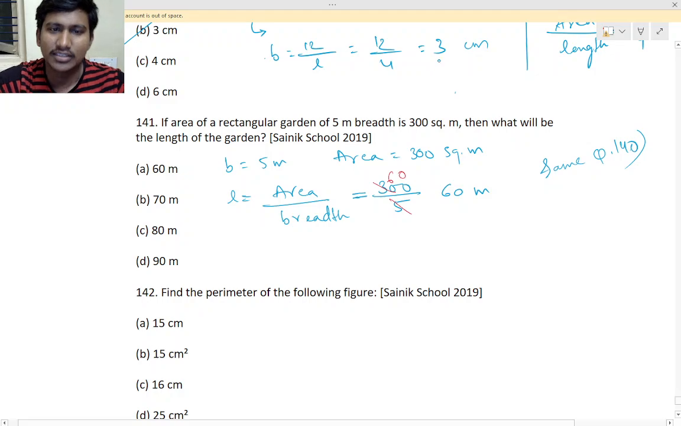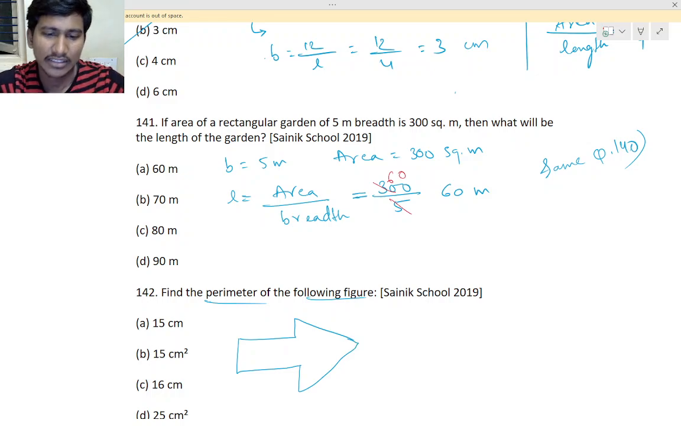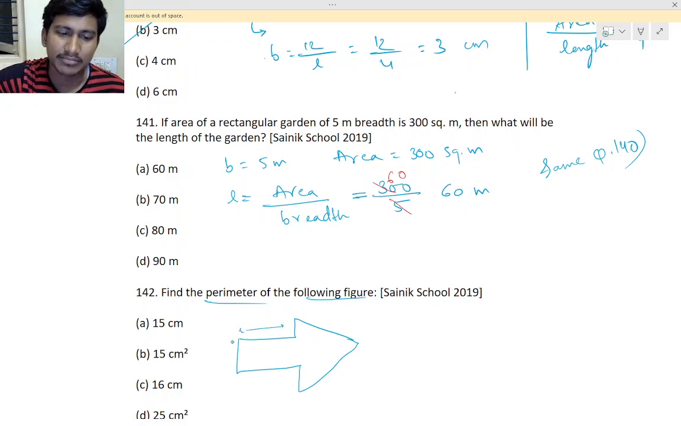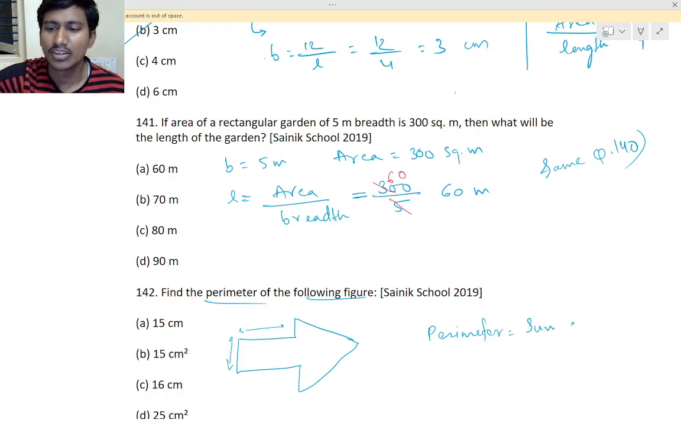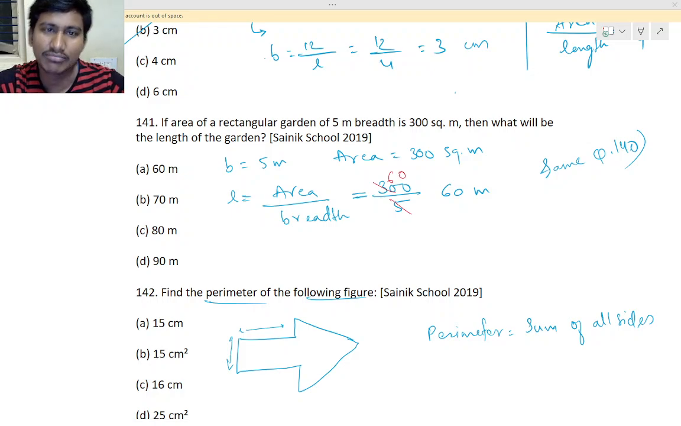So, students, next is: find the perimeter of the following figure. The figure is like this. What we have to do is add the lengths of all the sides, because perimeter is the sum of all sides. Will you do it as homework? Okay, that will be homework.